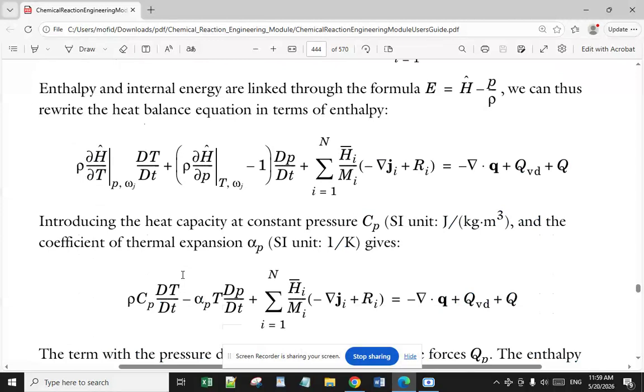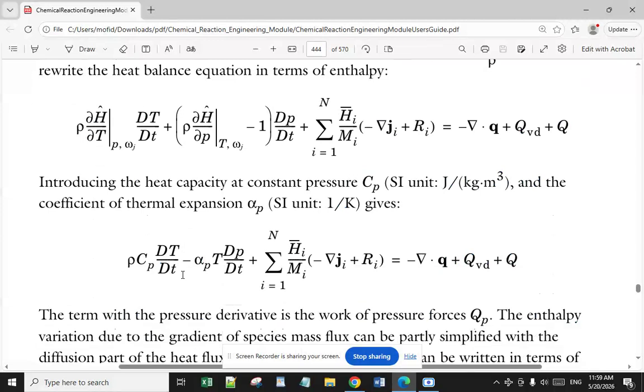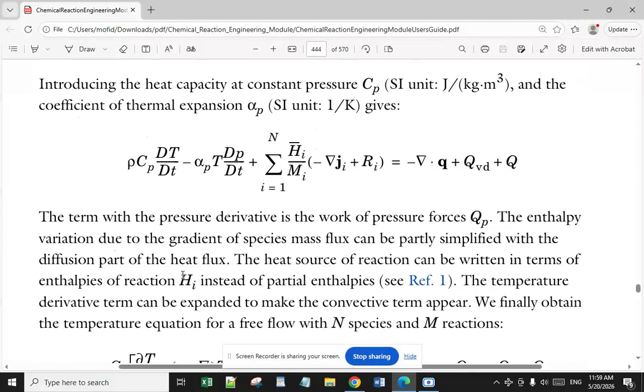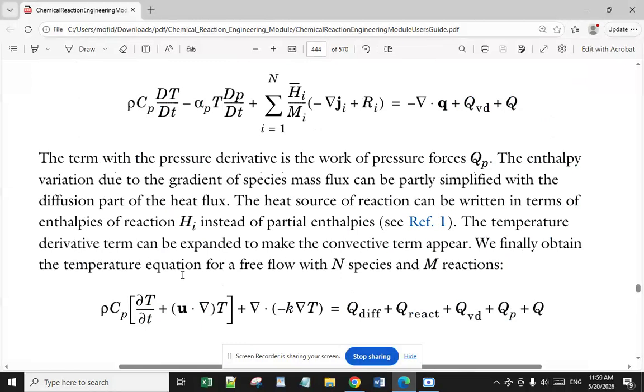Enthalpy and internal energy are linked by the formula E is equal to enthalpy minus pressure divided by density, rho. We can thus rewrite the heat balance equation in terms of enthalpy as follows, introducing the heat capacity at constant pressure C_p, based on the SI unit joule per kilogram kelvin, and the coefficient of thermal expansion alpha_p, based on the SI unit 1 per kelvin, which gives the following formulation. The term with the pressure derivative is a work of pressure forces, Q_p.